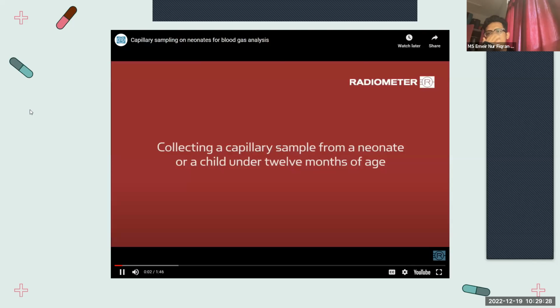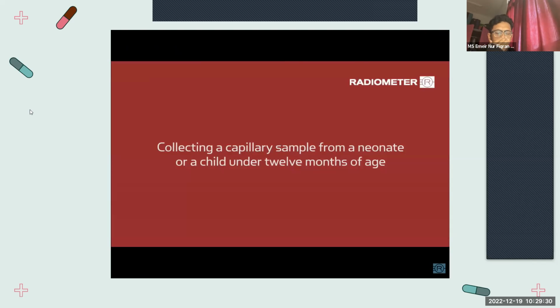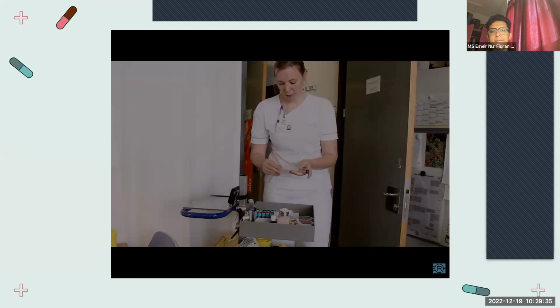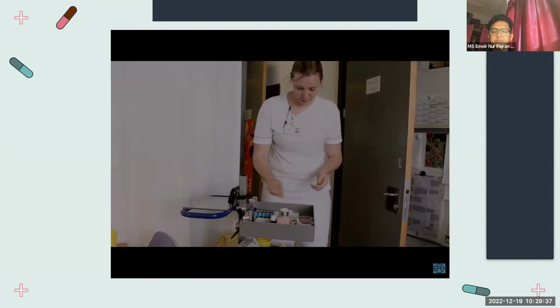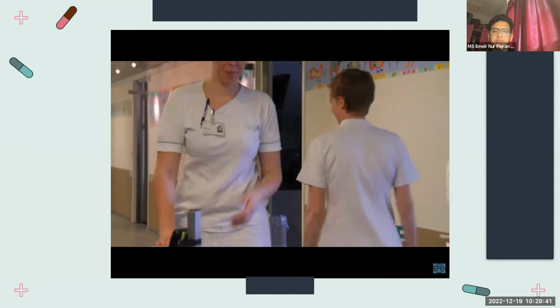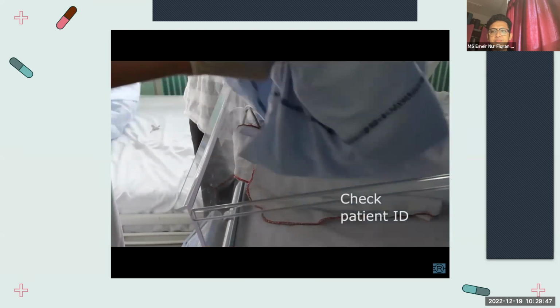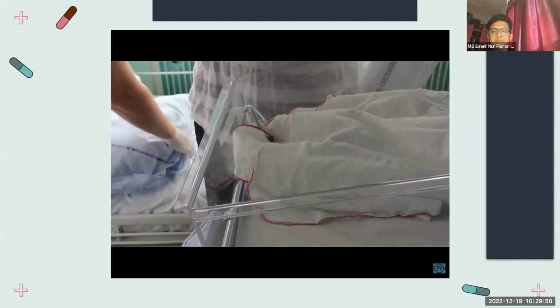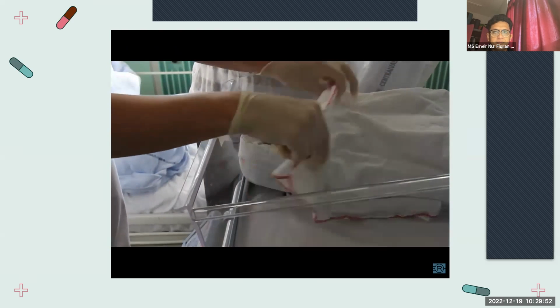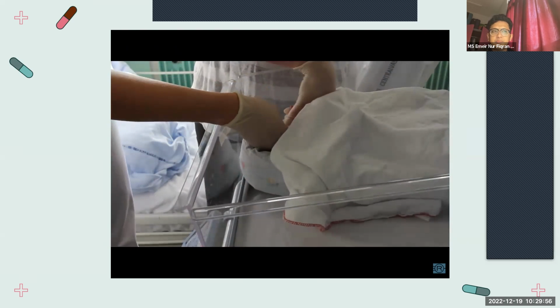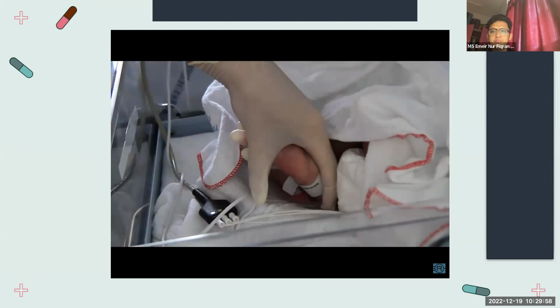This is an instructional video about how to collect a capillary sample from a neonate. When sampling, be sure to always follow your hospital's procedures. Before sampling, confirm the patient's identity. Make sure there is good blood flow to the sampling site. Disinfect the puncture area.